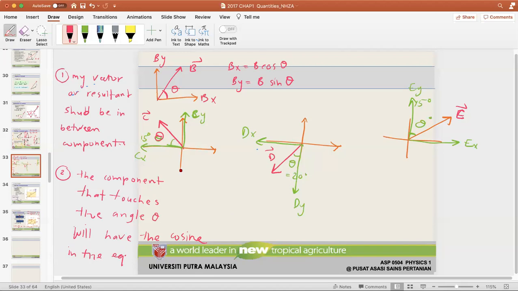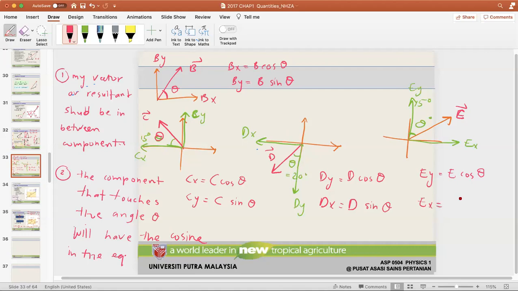The component that is touching the angle here is CX, right? So my CX is C cosine theta. My CY is C sine theta. See, CY doesn't touch the angle, so it's a sine. For this guy over here, the angle touches the Y component. So my dy is D cosine theta. My dx is D sine theta because my dx does not touch the angle. Okay, so third example, EY touches the angle, so it's E cosine theta, and EX is E sine theta.